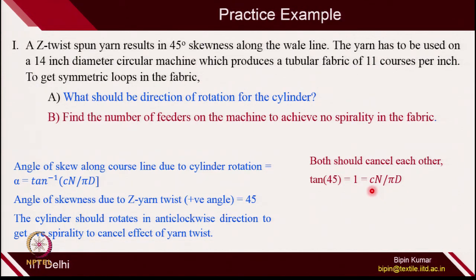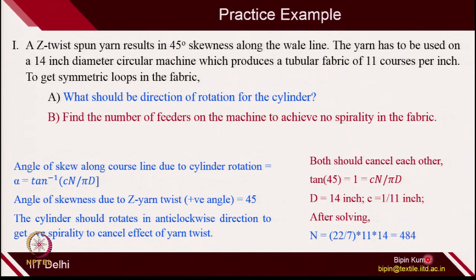Course spacing is known to you. So, d is 14 inch and course spacing is equal to 1 by 11, because 1 by capital C, where capital C is 11 courses per inch. So, 1 by 11, you can put simply here C, and d is known to you, you can find out the value of N. So, N is 84. So, if you want perfectly stable fabrics, you need to have 84 feeders on the machine.